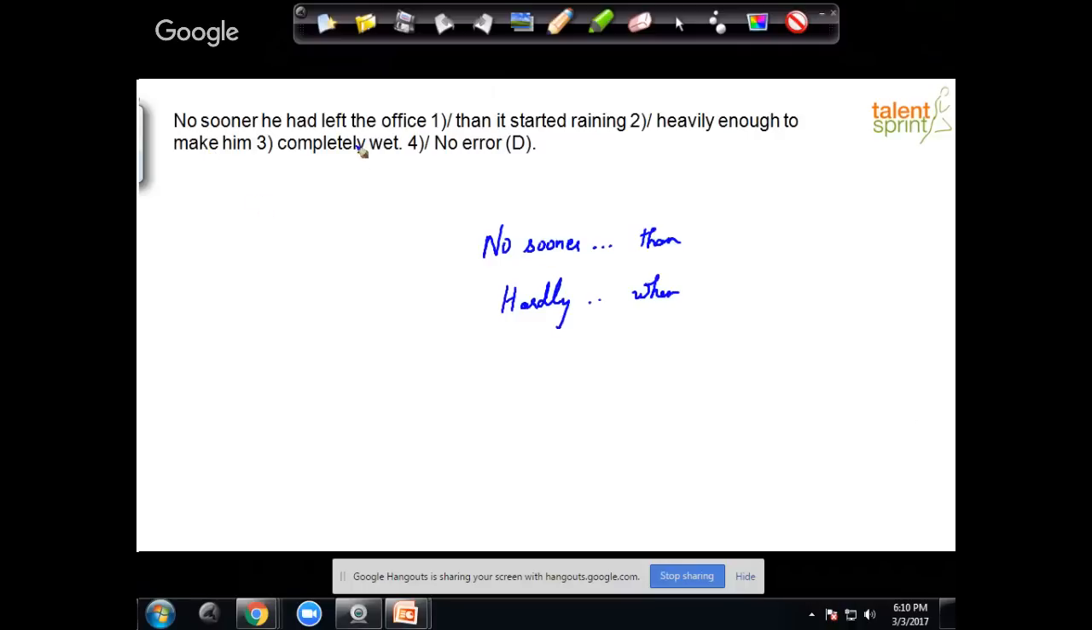So when we look at the context, no sooner is followed by then. So that rule is fine. So is there anything else?